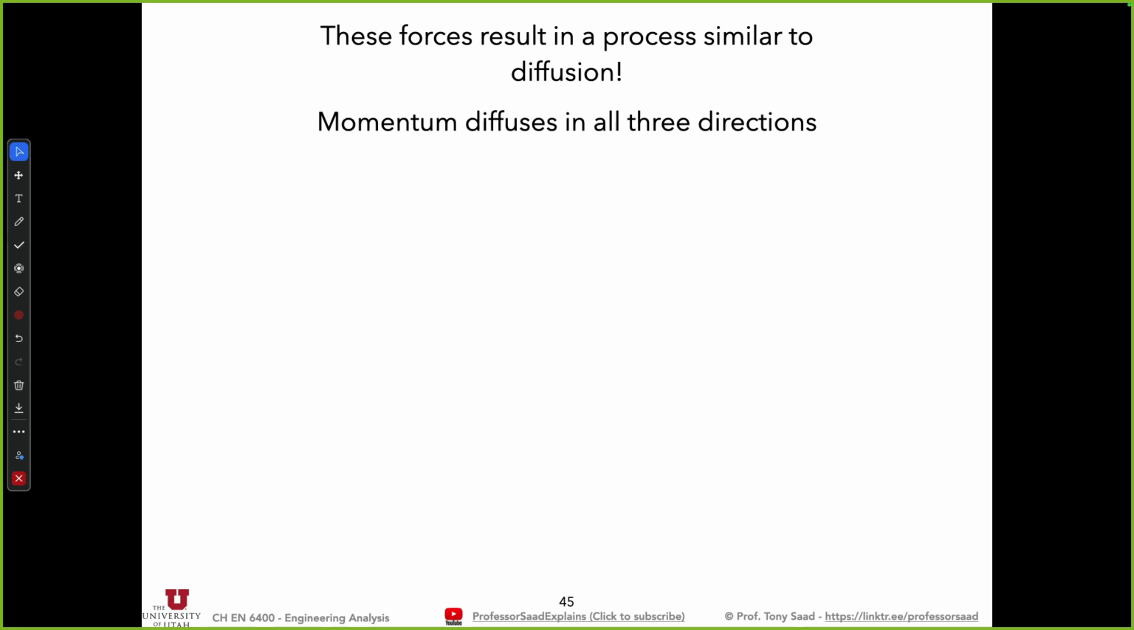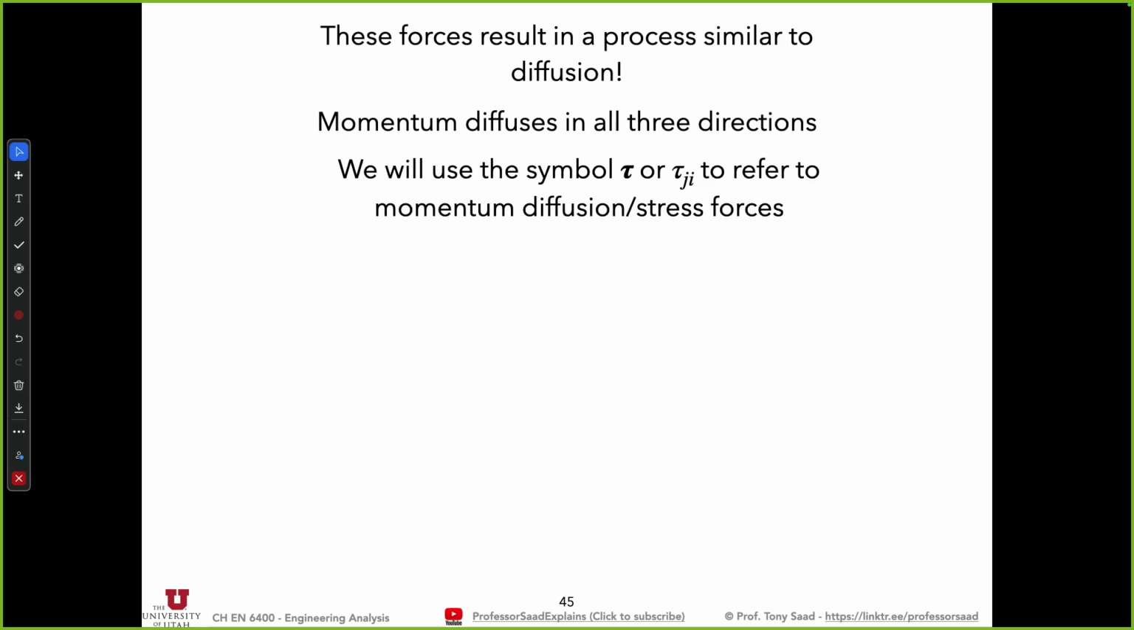3 by 3, we're getting there. Okay. Now we will use a specific symbol for this diffusion of momentum or this stress term. And we're going to call it boldface tau. It's not a vector, it's called a tensor, but we're just going to call it boldface tau, or tau ji or tau ij, whichever, it doesn't matter.